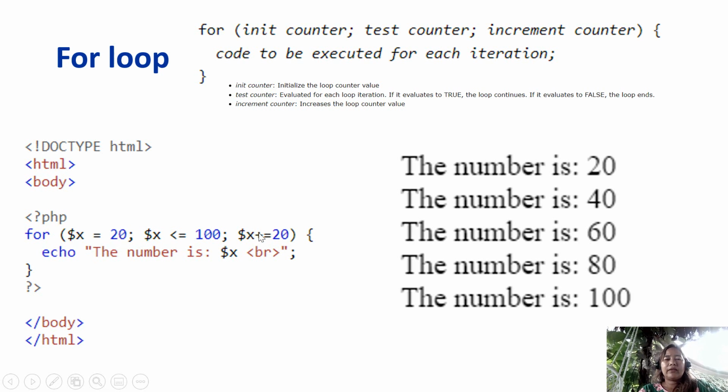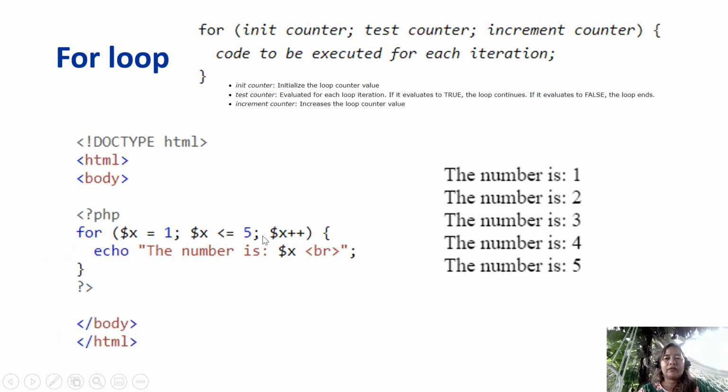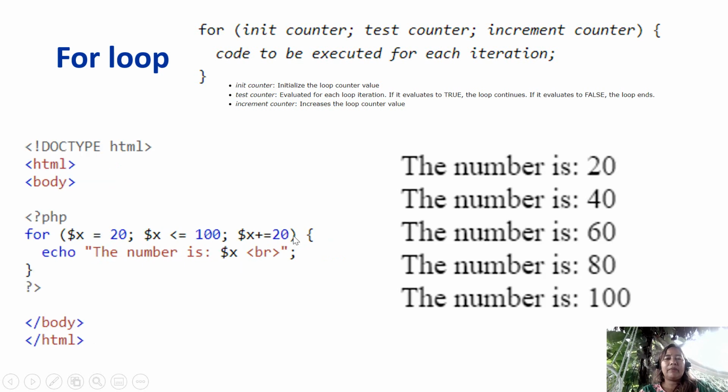Okay, now this one is different, and this is just to reiterate the for loop. Instead of increasing it by 1, like your plus plus in the previous example, you have plus equals 20. Initially the value is 20, it's less than 100, so you display the number is 20. You increase the value of x by 20, so it becomes 40. 40 is less than or equal to 100, so that's true. You display the number is 40. Increase it by 20 again, so it becomes 60. 60 is less than or equal to 100.